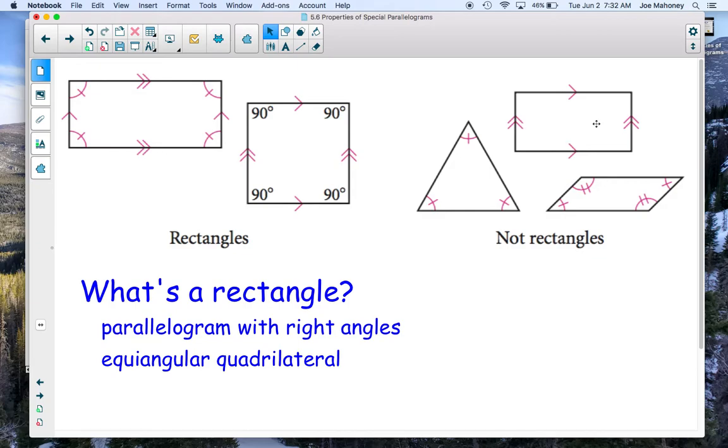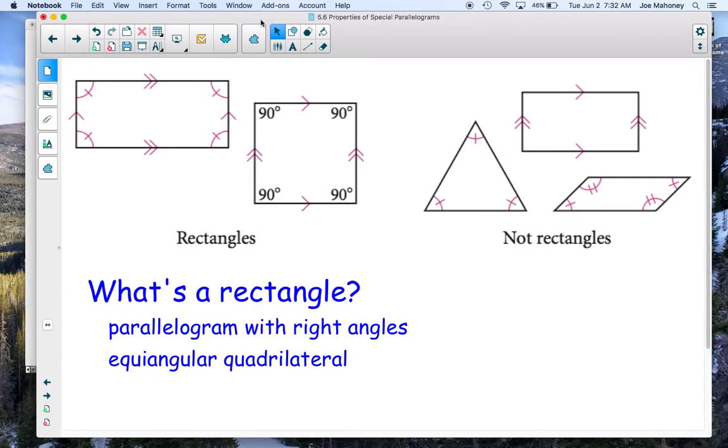And notice that this one up here is not a rectangle. And you're saying, but it looks like a rectangle. Aha, but it looks like a rectangle. If I knew that the four angles were equal to each other, or if I knew that they were right angles, then I could say it's a rectangle. But they're not marked, so I can't assume that.